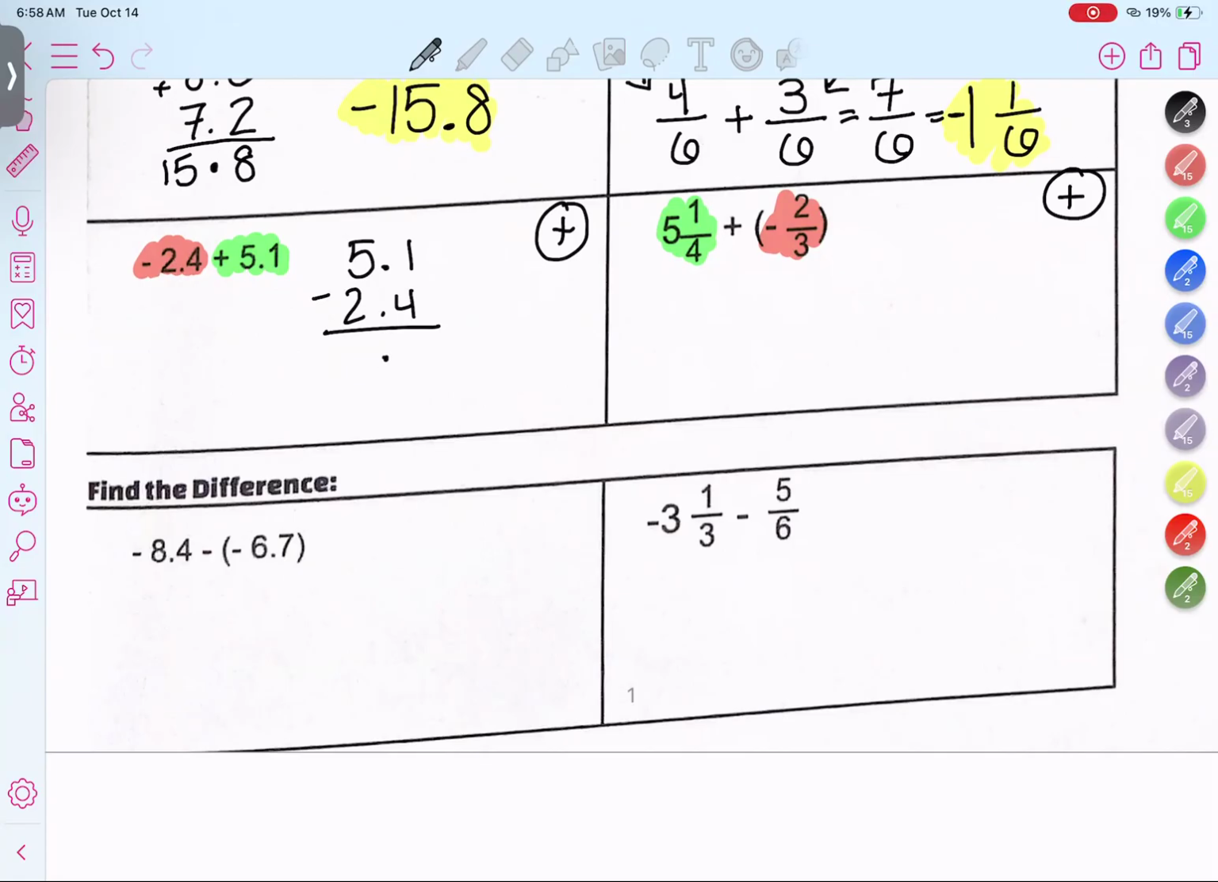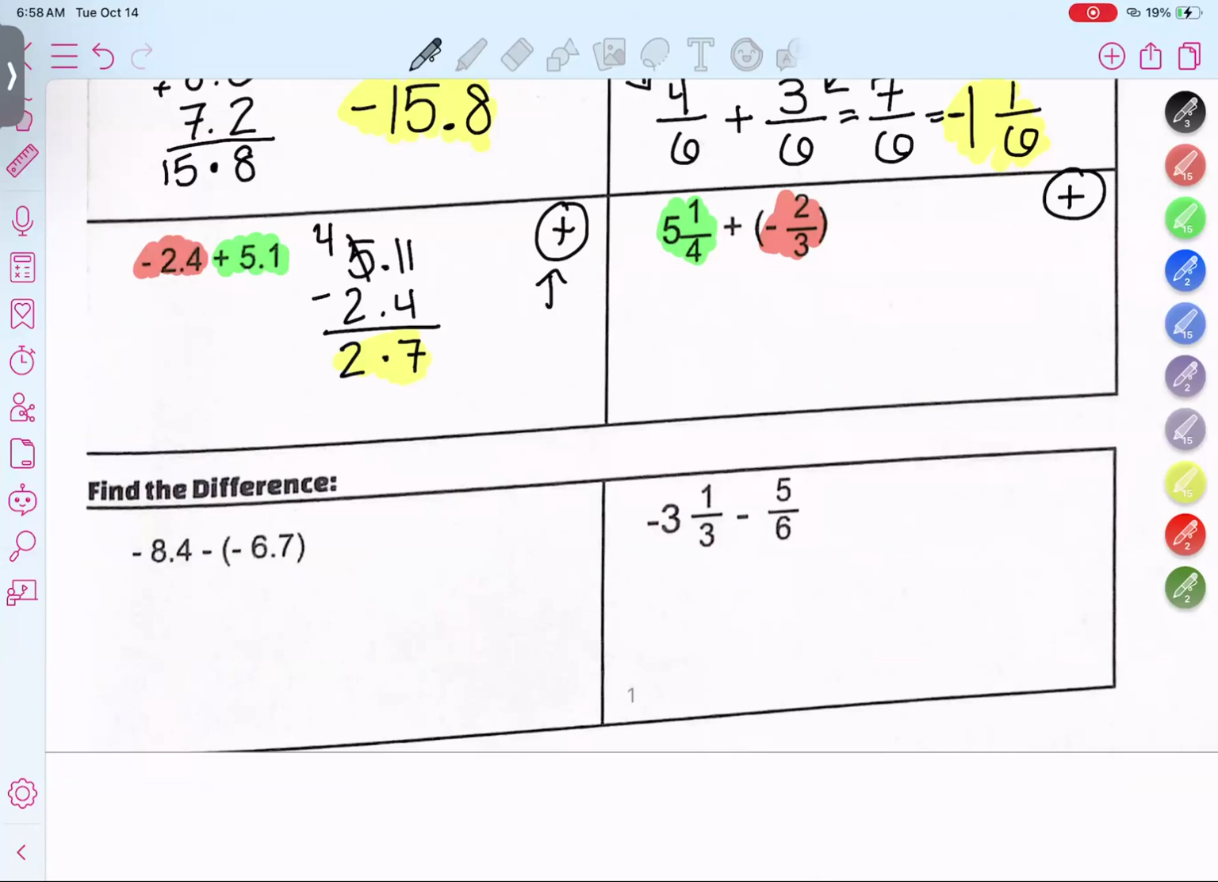We can't take away 4 from 1, so I need to borrow. And I have 11 minus 4, which gives us 7. And a 4 minus 2 is a 2. And we said our answer is positive, so we are done with 2.7.